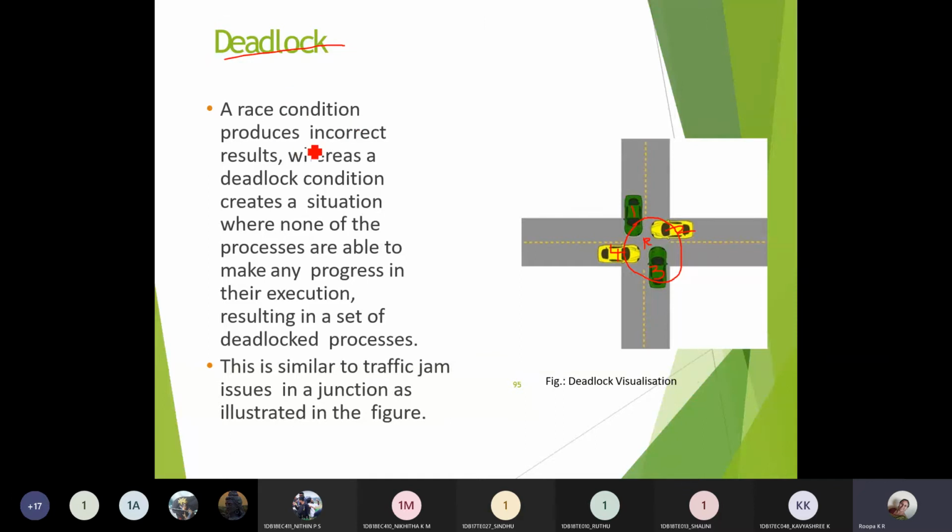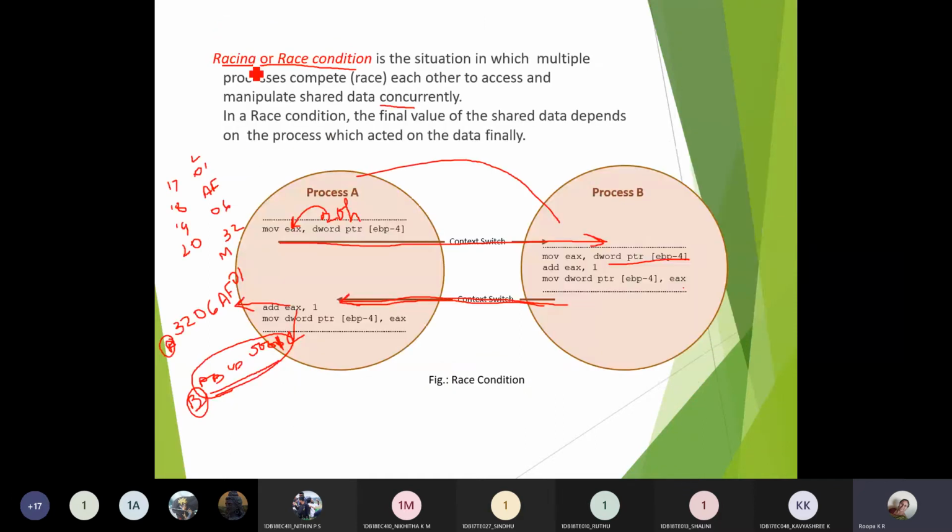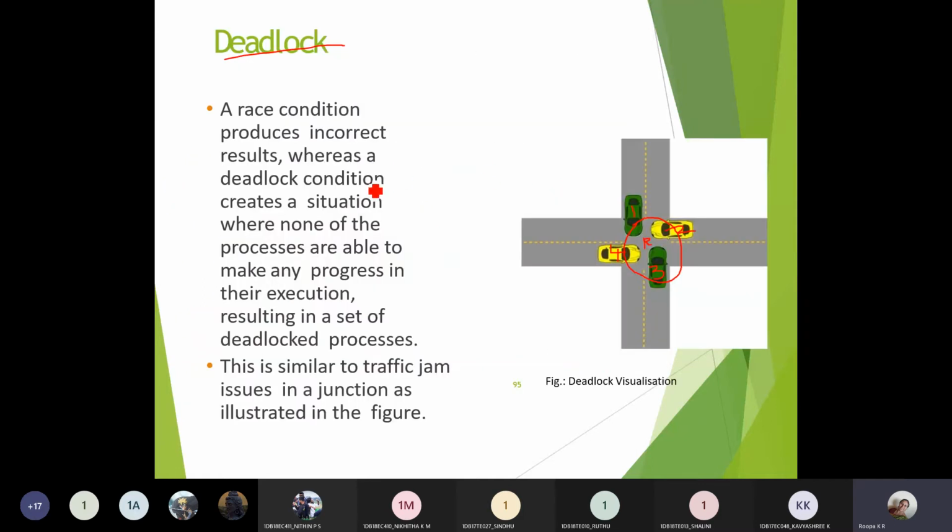So a race condition produces an incorrect result, as we have seen. Whereas this deadlock condition creates a situation where none of the processes will be able to proceed in their execution, resulting in a set of deadlocked processes.